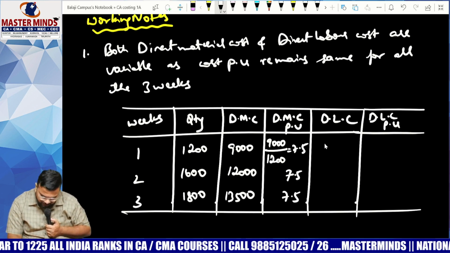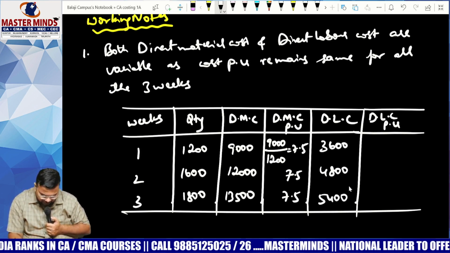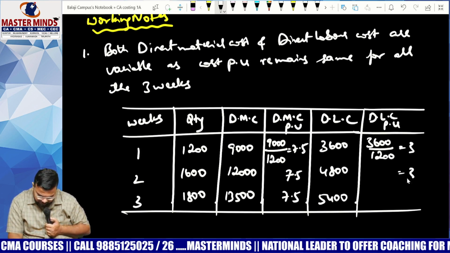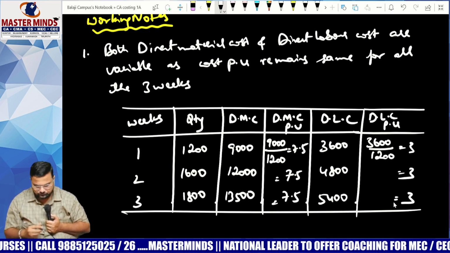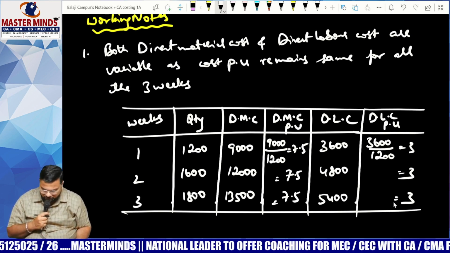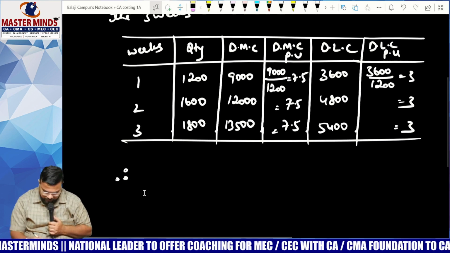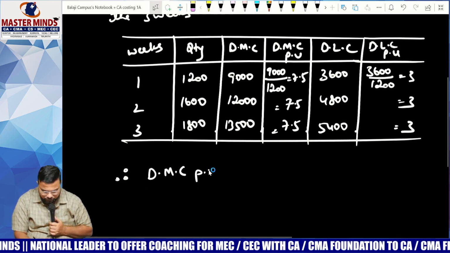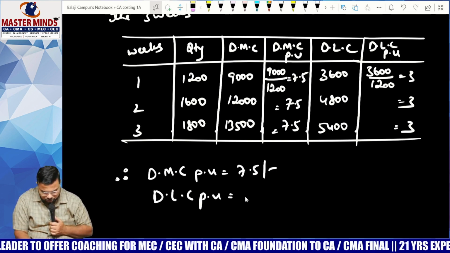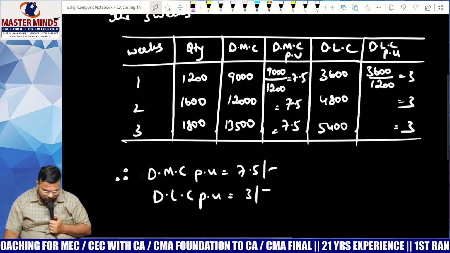What about direct labor? 3,600, next 4,800, next 5,400. 3,600 divided by 1200 will be 3, and here also 3. So both direct material cost and direct labor cost are variable, as the cost per unit remains the same for all the 3 weeks. Therefore, direct material cost per unit equals 7.5 rupees. Direct labor cost per unit equals 3 rupees. That is the first working note. Second working note.